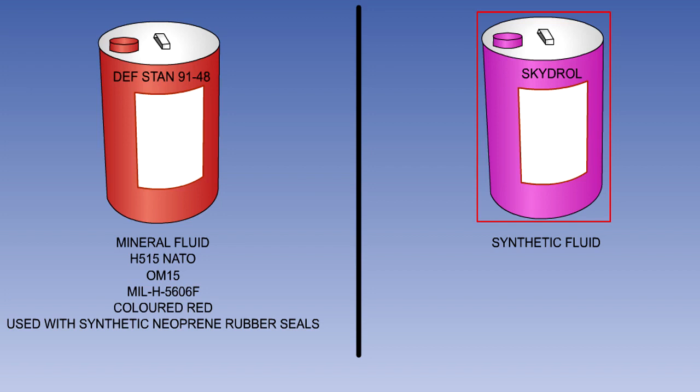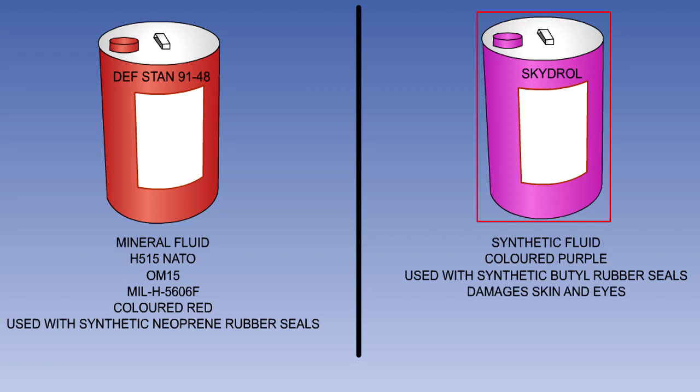Skydrol is a phosphate ester-based synthetic hydraulic fluid, which is purple in colour. It is used in hydraulic systems containing synthetic butyl rubber seals. Prolonged exposure will damage skin, and eyes must be protected from it. All measures should be taken to avoid skin contact.